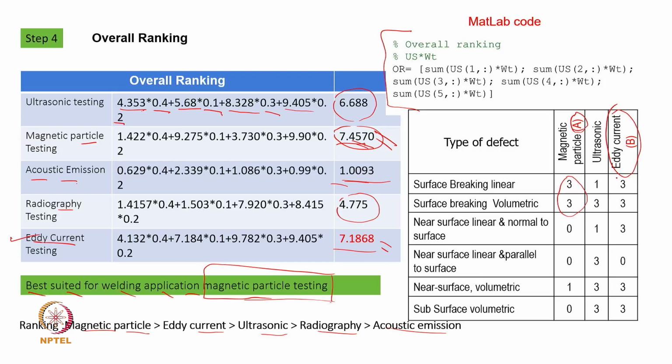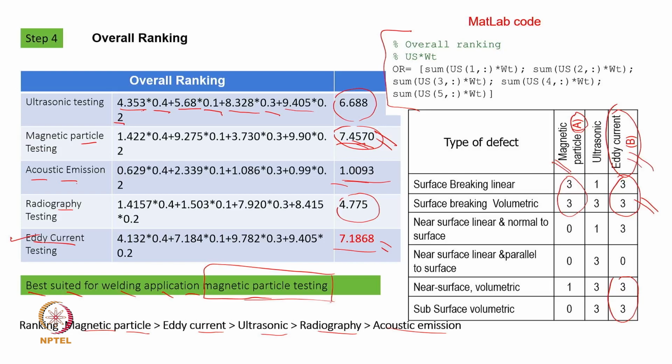Now, here it has been shown that there is a rank 3 value for the surface cracks, and even for the subsurface, the deep cracks, we are able to say that eddy currents are good. So, the question comes: do I go ahead with both together? Shall I use magnetic particle testing as well as eddy current testing? That is what you need to choose.